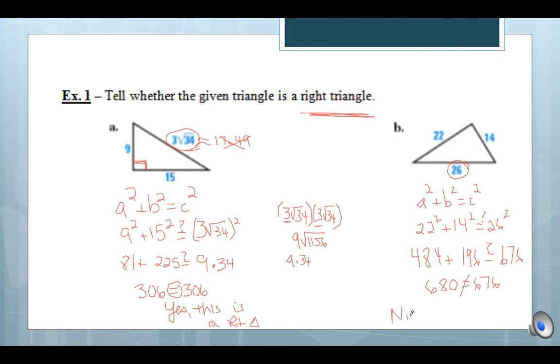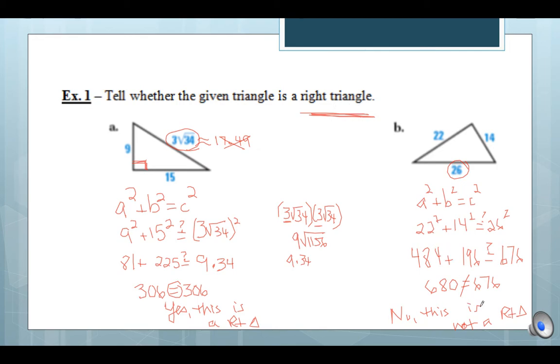So no, this is not a right triangle. Now, we have not established whether it was acute or obtuse, but we know it is not right, and that's what it was asking us to do, is just to determine whether or not this is a right triangle.